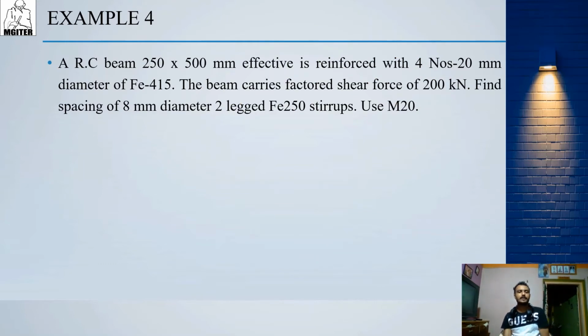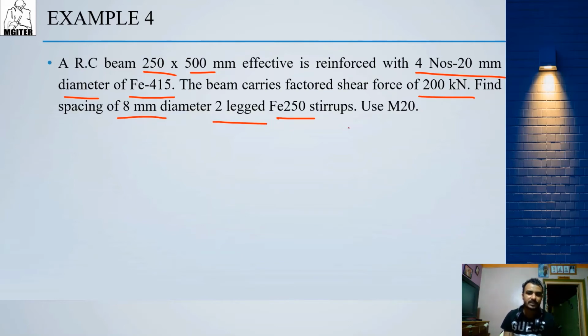The first example is starting here. First example: an RC beam 250 by 500 mm effective, reinforced with four numbers of 20 mm diameter bars of Fe415. The beam carries a factored shear force of 200 kN. Find the spacing of 8 mm diameter, two-legged Fe250 stirrups. Use M20. So what is given?